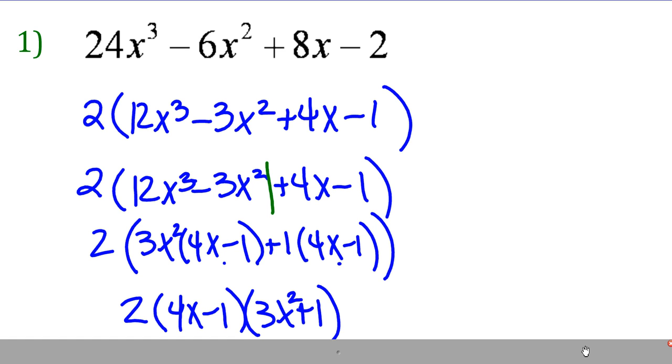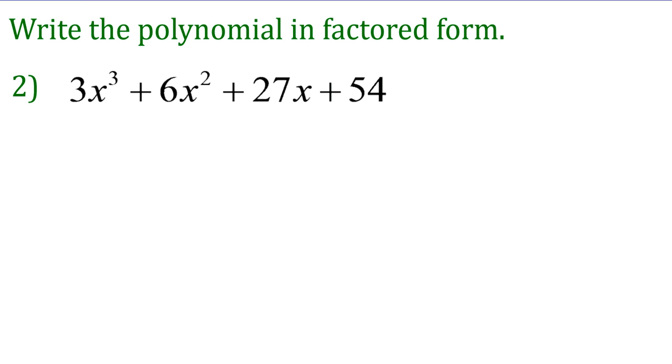And again, to make sure that it's equivalent to the original, we could take the 4x minus 1 times 3x squared plus 1, which would bring us back to this part here. Multiply everything by your 2, which brings you back to your original, and you know you're on target. So let's try this polynomial. Here we have 3x cubed plus 6x squared plus 27x plus 54.